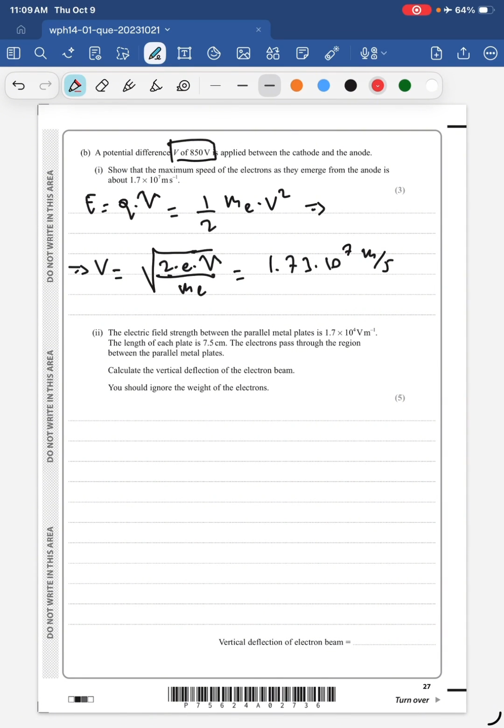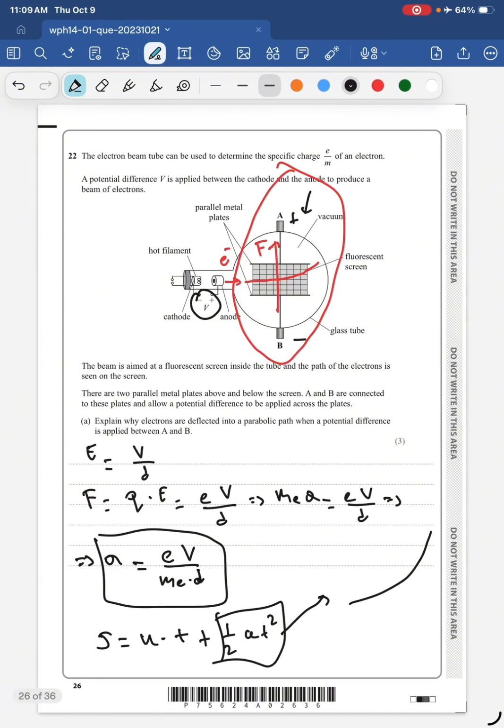Okay. Calculate the vertical deflection of the electron beam. You should ignore the weight of the electrons. Okay. So the first step is to calculate the acceleration. So the acceleration, we did this earlier.